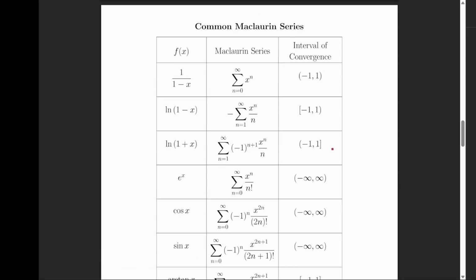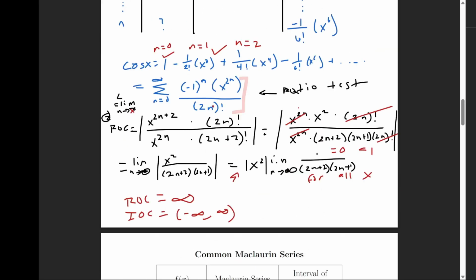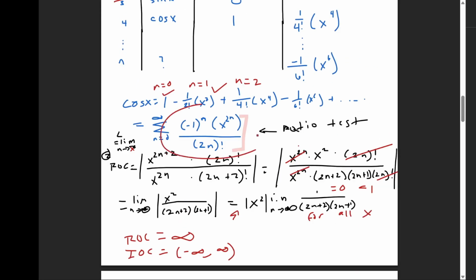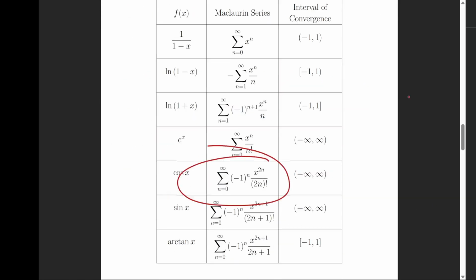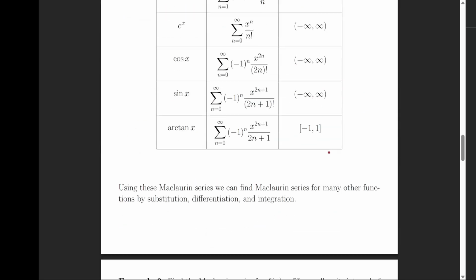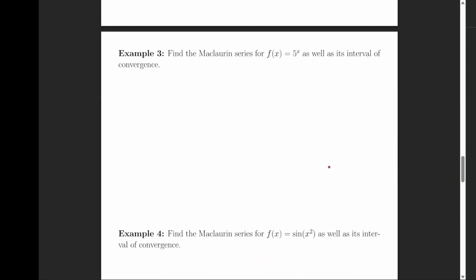Anyways, common Maclaurin series. So you see, this is what we just did for cosine x, right? It's right here, and you could fact check it. That looks exactly like that, right? So we just got that. And now we're going to do another example, but these are different.